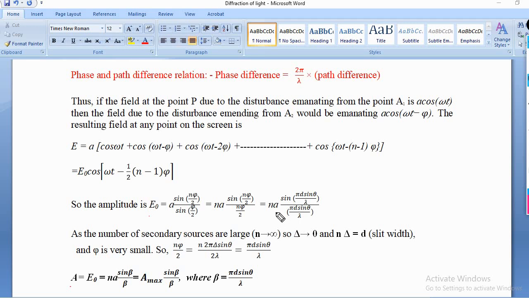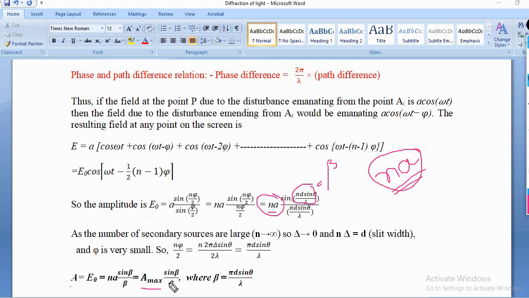This is given as n into a sine of pi d sine theta by lambda, divided by pi d sine theta divided by lambda. And as we have a similar expression, this is represented by beta. Now this is also beta. We have just given it by sine beta by beta. Now an important question is, what is n into a? N is the number of secondary light sources and a is the amplitude of the individual waves. So this n into a is given as A maximum, the effect of the central region.